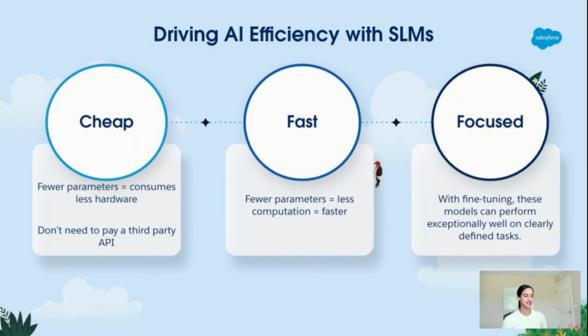It's just a faster process. And the final thing to keep in mind is these small language models are focused. And that's a good thing. With fine-tuning, these models can perform exceptionally well on clearly defined tasks. So in your data platform and Salesforce data platform, we know exactly what needs to get done. We know exactly the data processing that needs to get done. So we can train a small model to be exceptionally good at it, and it's going to be fast and cheap.